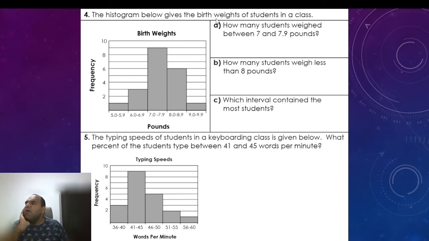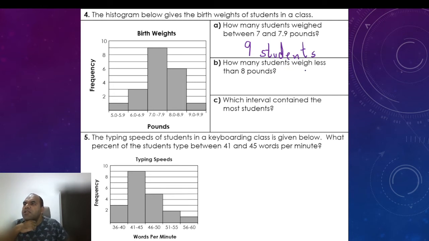The histogram below gives the birth weights of students in a class. How many students weighed between 7 and 7.9 pounds? How many students, guys? Between 7 and 7.9 pounds. Here, and the quantity, 9. Great, we got it. It's 9 students.